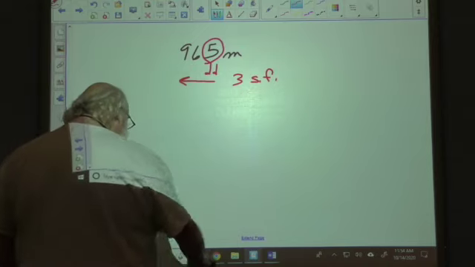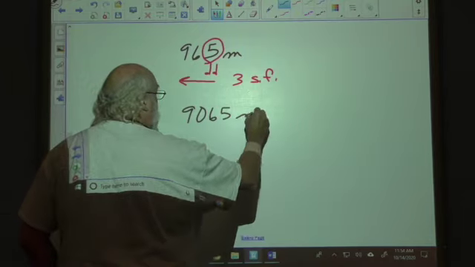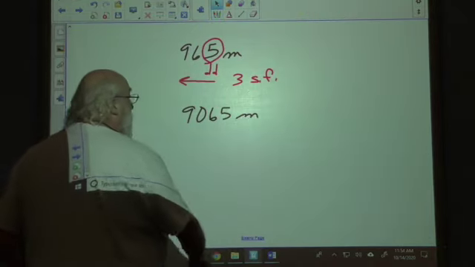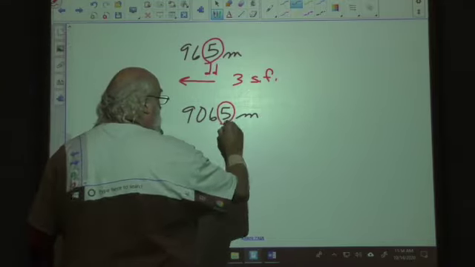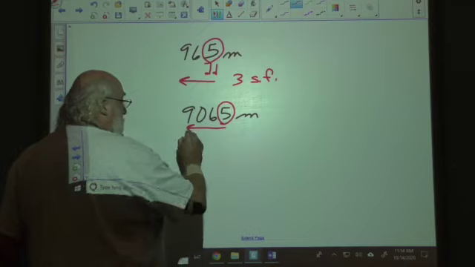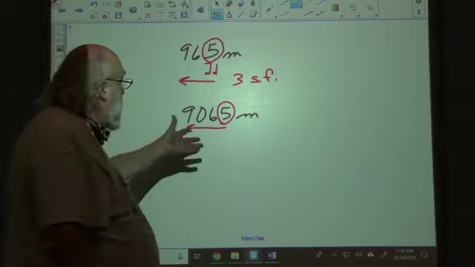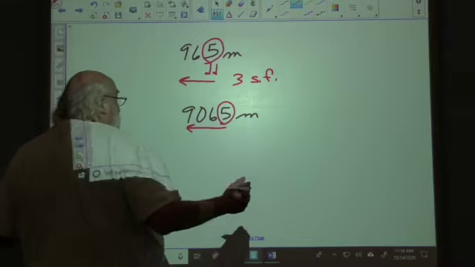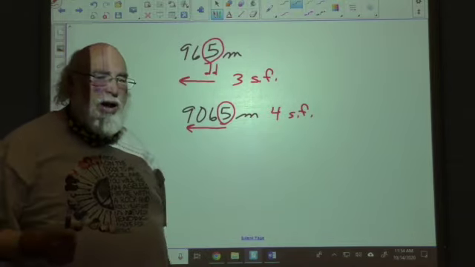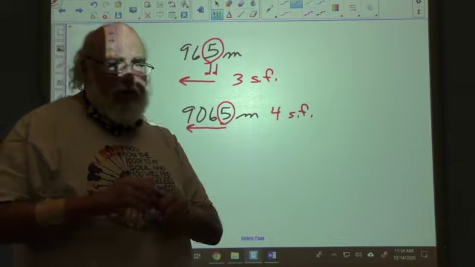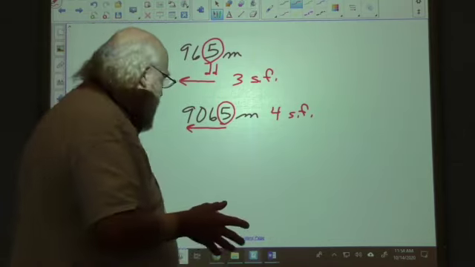But what if I put a 0 in that? Say 9,065 meters. Well, the doubtful digit is still that 5. And everything in front of it then becomes actively involved in the measurement, including that 0 that I threw in there. It's still significant, so that's 4 significant figures. But zeros start to become a gray area, and this is where the confusion can be. So you need to follow me on this logic here, okay?